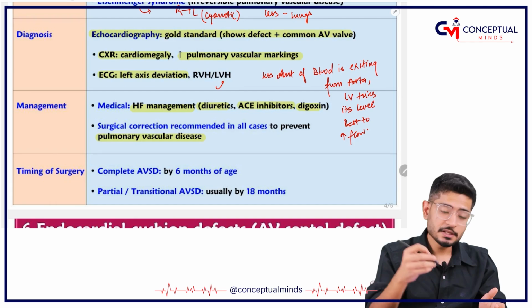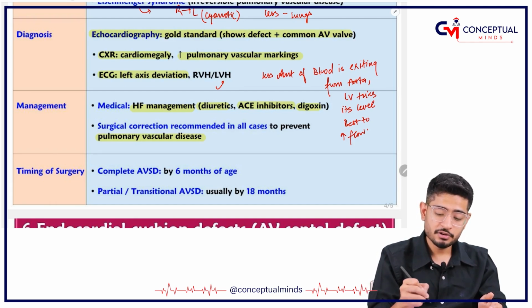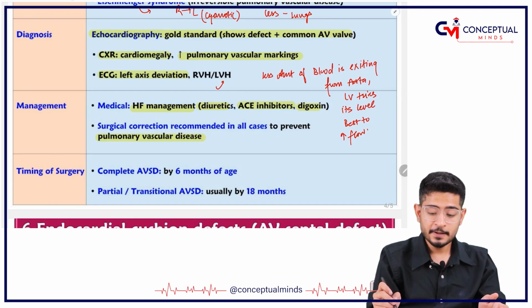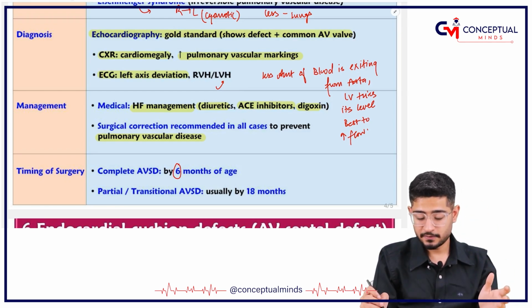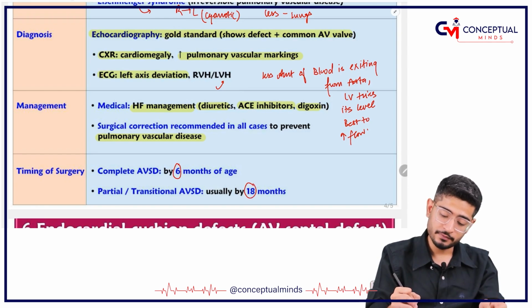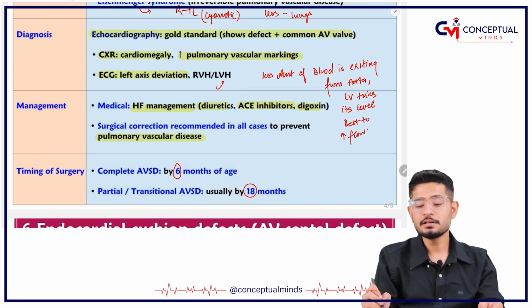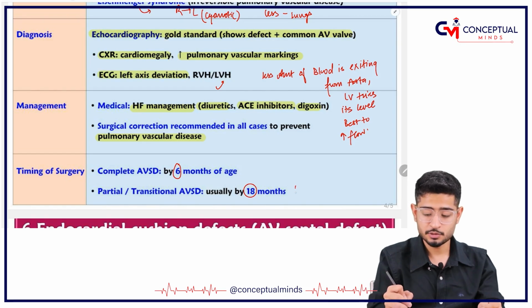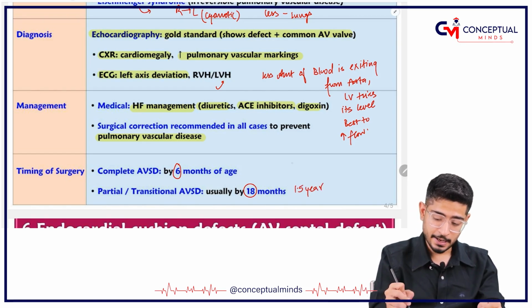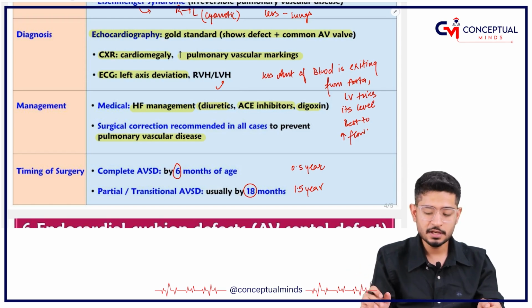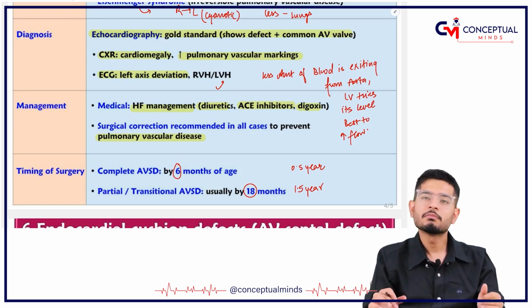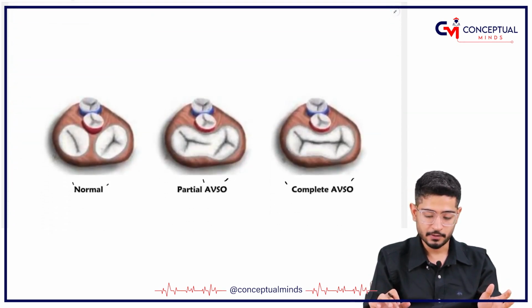Now, what is the time of surgery? This is important. For the atrioventricular septal defect or endocardial cushion defect, it is going to take 6 months. So you have to treat it after 6 months of age, but if it is partial, then you can do it by 18 months of age. That means 1.5 years, and this is the 0.5 year. If it's complete, when the child grows to 0.5 years you can do the surgery, but if it is partial, then you can wait for a longer period of time, like 1.5 years.